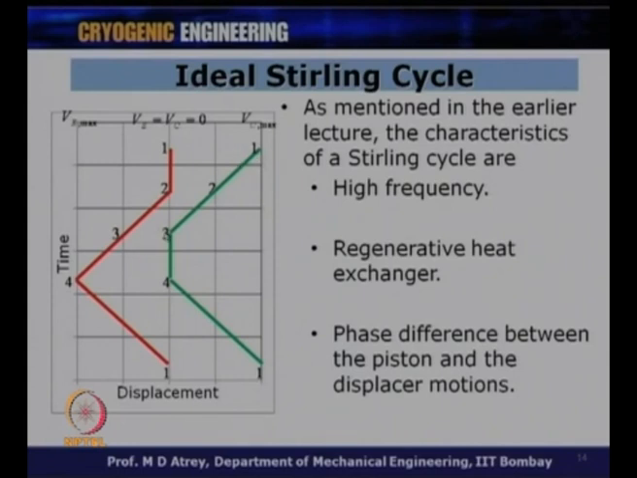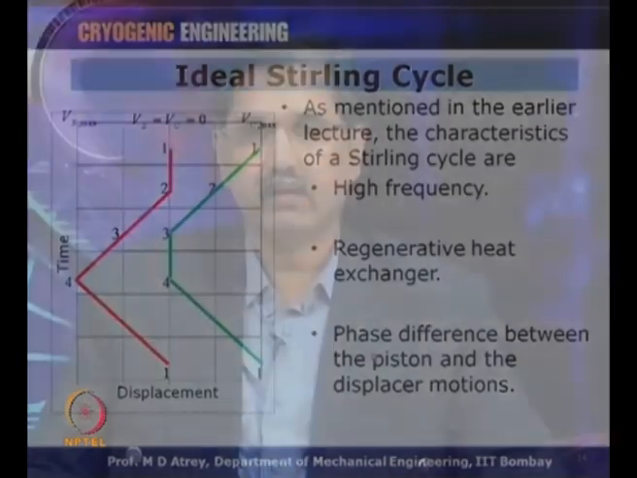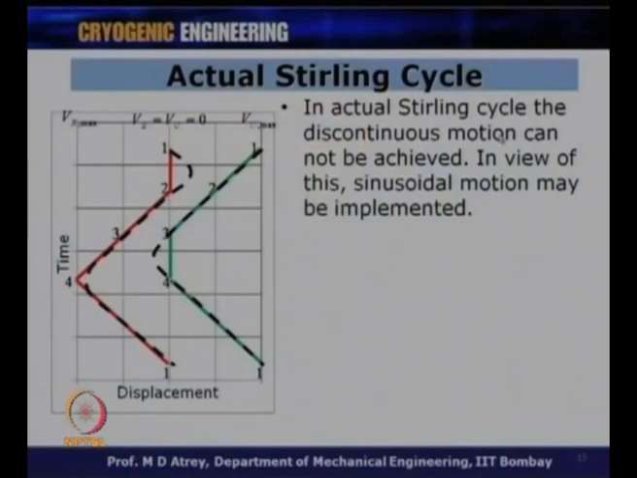This comes to the top dead center much later, and the expansion piston is already at the top dead center. So, it is very important to understand the importance of this phase difference between the piston and the displacer, or expander piston, as it is sometimes called. Now, in the actual case, if I were to realize such a motion, the discontinuous motion we just saw cannot be achieved. Can I have a motion for some time, then it stops abruptly, and again there is a motion after some time? This is not possible.